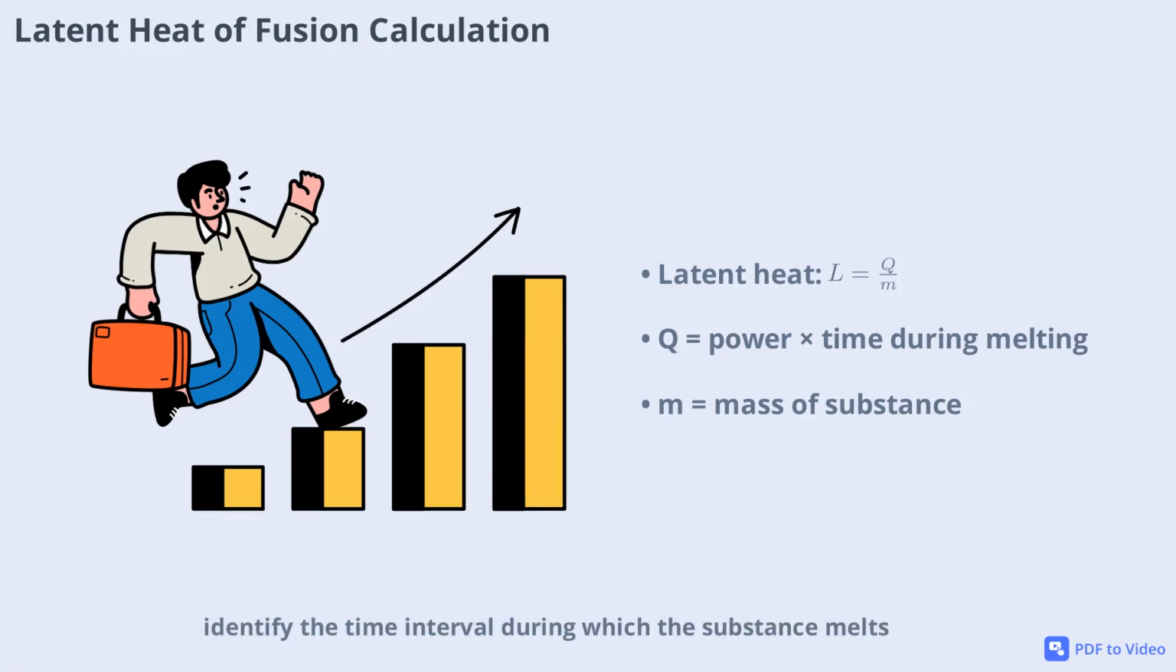Identify the time interval during which the substance melts, calculate the energy supplied during this interval, and divide by the mass to find the latent heat. This method is widely applicable in both exams and laboratory settings.